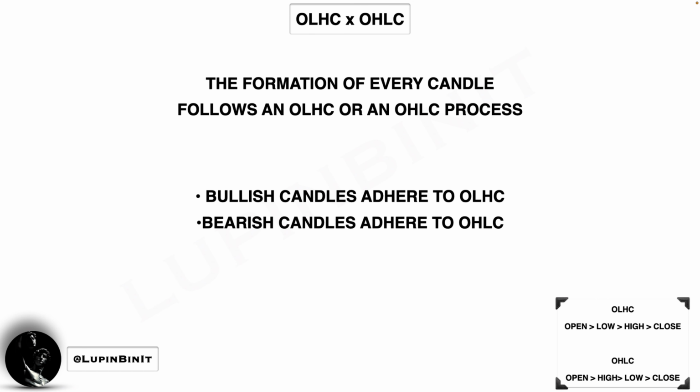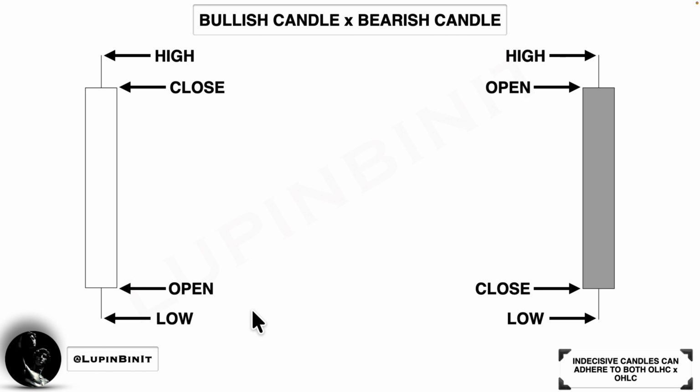Now, before we take a look at the process for the formation of a candle, the anatomy of a candle should be understood first. Rather self-explanatory to be honest, but the schematic on the left being a bullish candle and the schematic on the right being a bearish candle. Bullish candles adhering to an open, low, high, close as we know. The bullish candle will open to then form its low, and then its high and then close. Vice versa for the bearish candle, which adheres to an open, high, low, and then close.